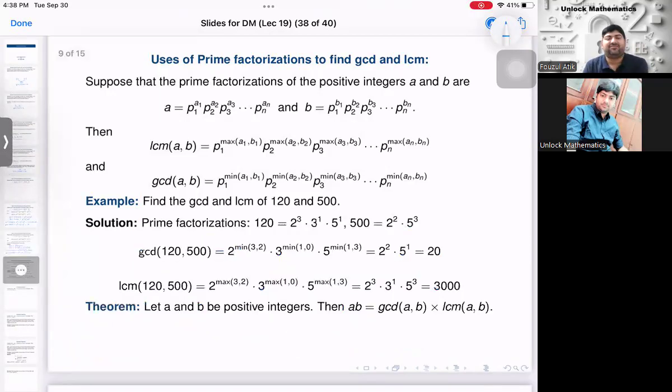Okay, now I have a fact that one should know: if a and b are any two positive integers, then the product of the two integers is equal to the product of their GCD and LCM. Right? So for any two positive integers a and b, the product of their values equals the product of their GCD and LCM. So this is a fact one should know.